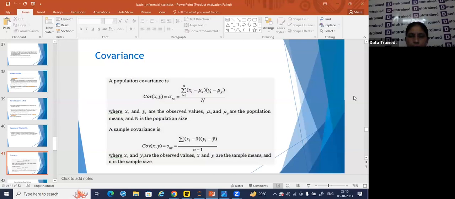Now see, what is the formula of covariance? This was the formula of covariance: sum of the dot product, where the dot products are the difference between x minus mean of the first variable and y minus mean of the second variable, divided by the total number of rows. This formula will find the covariance between two variables.